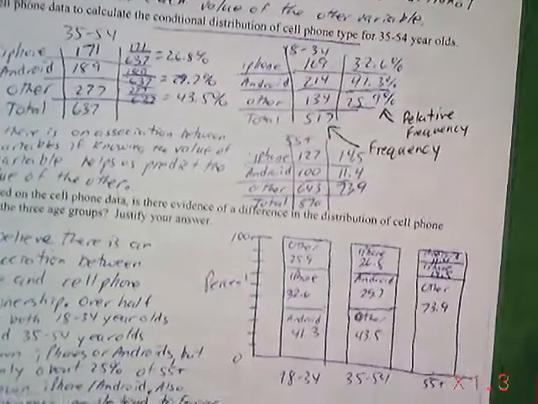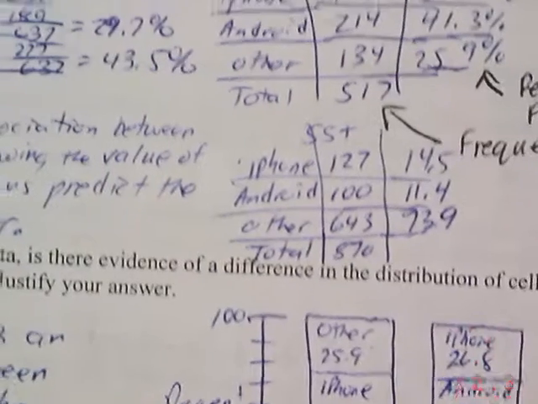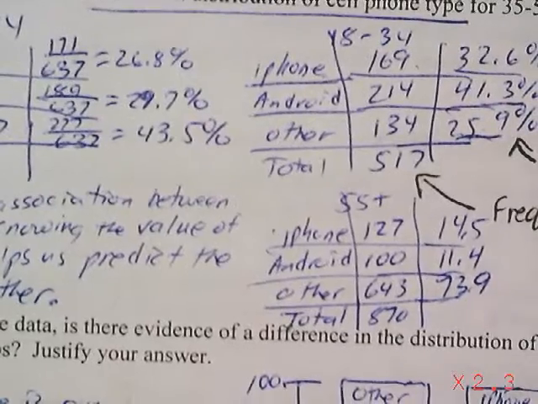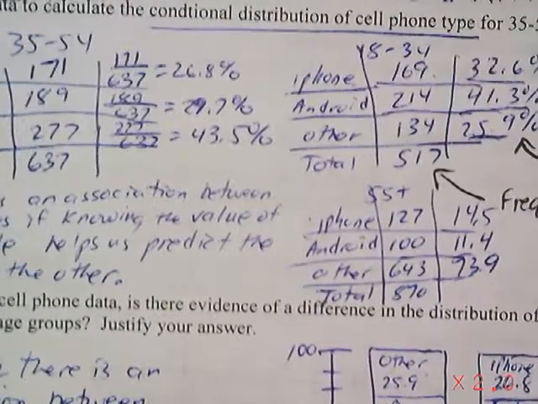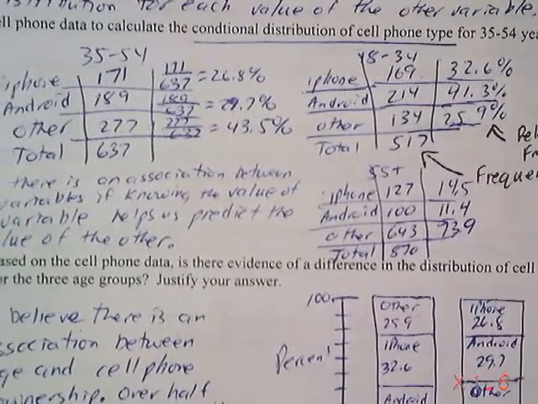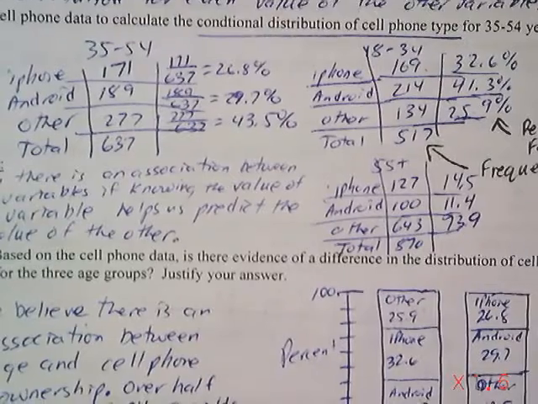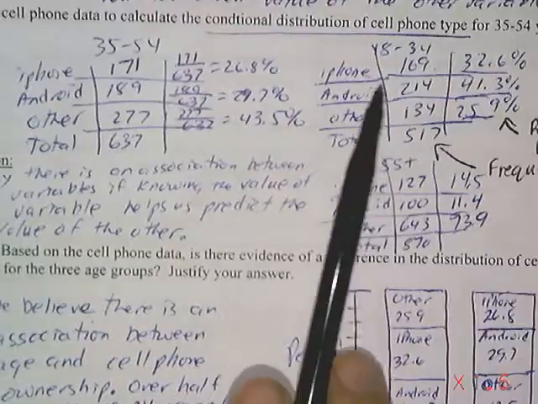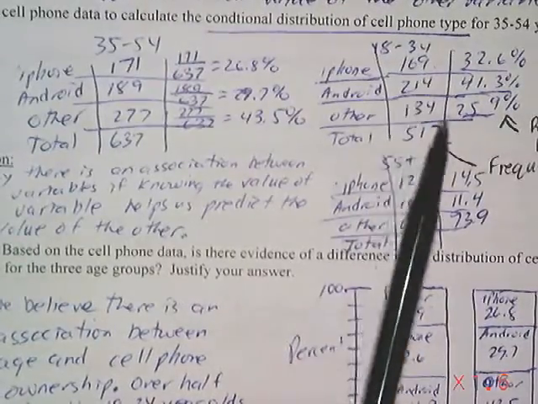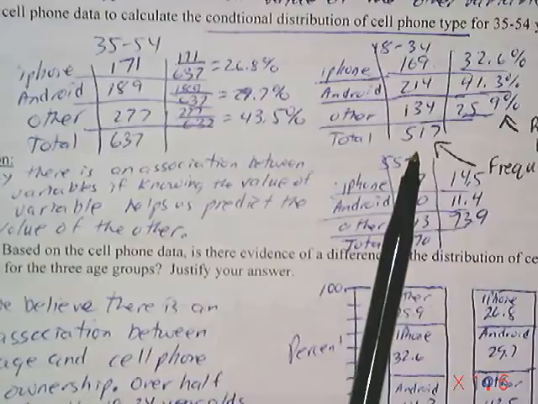Here it says use the cell phone data to calculate the conditional distribution of cell phone type for 35 to 54 year olds. We actually did it for all three: for 18 to 34, for 35 to 54, and for the 55 plus. Now what we're going to look at is whether there is an association between age and type of cell phone use. In other words, if we know somebody's age, could we predict what type of cell phone they would have? That's what an association is. We say there's an association between two variables if knowing the value of one variable helps us predict the value of the other.